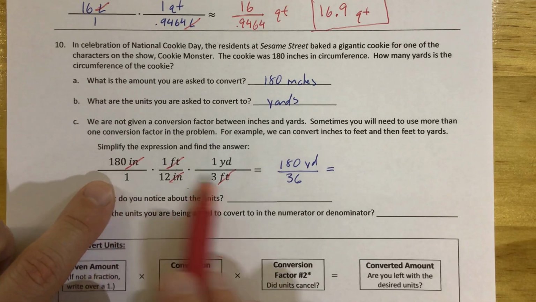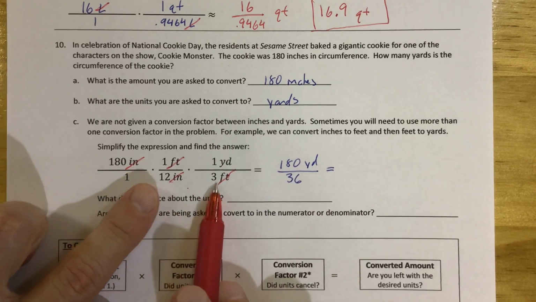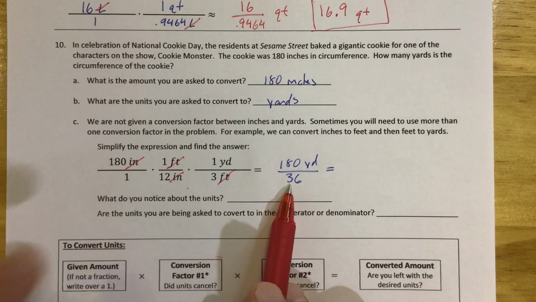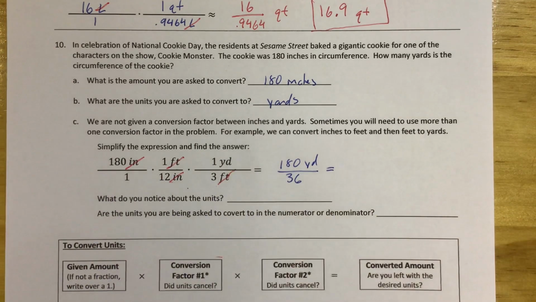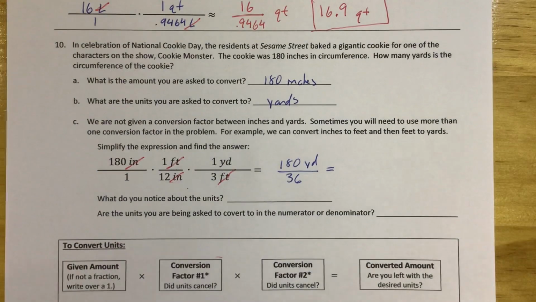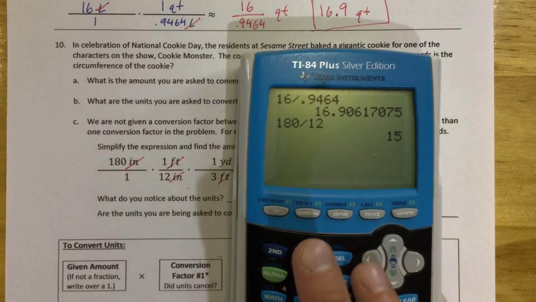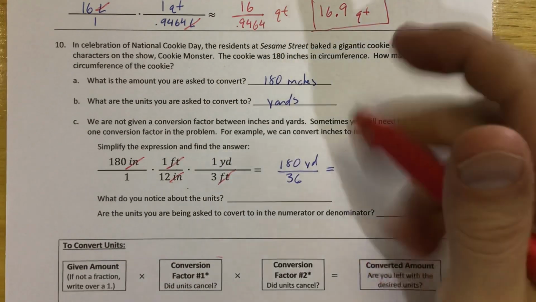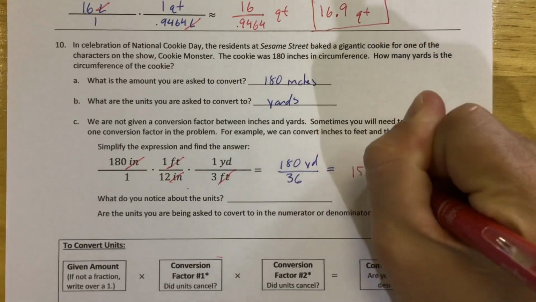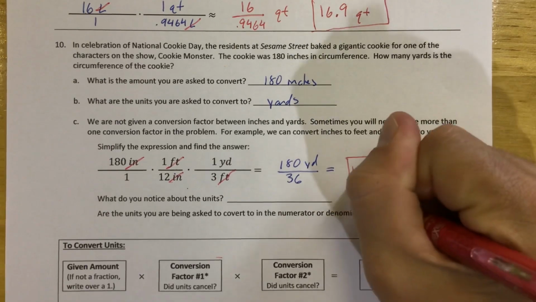Ultimately, let's check it out. You get 180. You get the 12 times 3, which is that 36. It's at the bottom, as I'd mentioned before. So it all works out. 180 divided by 12 is going to be 15. So we're going to get 15 yards for that one.